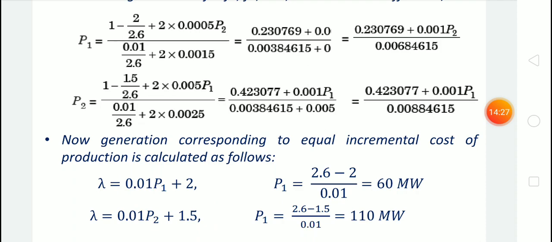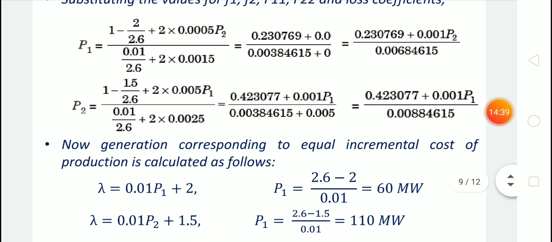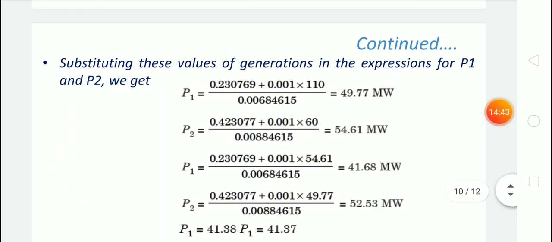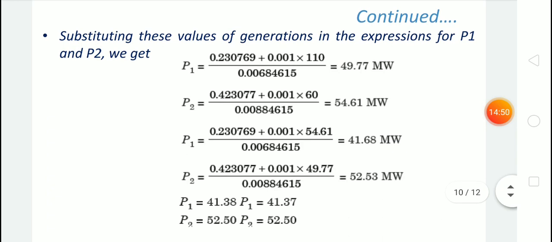Next is P2, not P1, sorry. P2 equal to (2.6 minus 1.5)/0.01, that is 110 megawatt. Substitute this value of P1 and P2 to the obtained equations. When we are substituting the values for P1 and P2, we will get new values of P1 and P2, including the losses. By considering the losses, P1 is obtained as 49.77 megawatt and P2 equal to 54.61 megawatt.